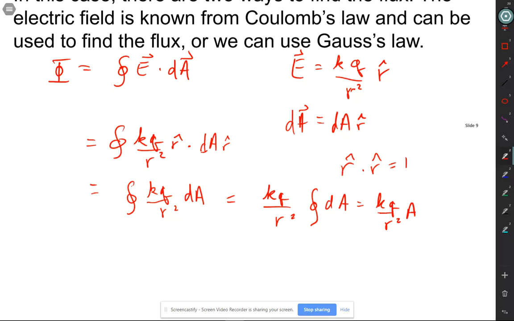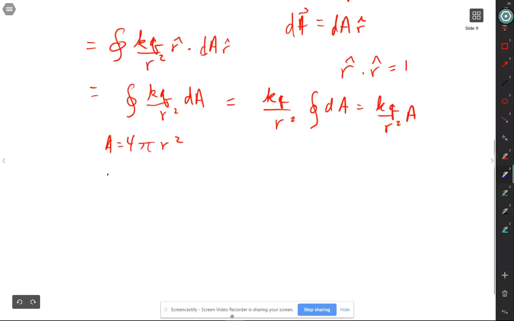Now, there's one last step. What is A? If I have a sphere, what is A? The surface area of a sphere is 4 pi r squared. The volume is 4/3 pi r cubed. And people get those confused because you rarely talk about the area of a sphere, and you often talk about the volume of a sphere. So putting it all together, I have my flux is equal to kq over r squared times 4 pi r squared. It's kq times 4 pi. Hopefully I made no mistakes, right?